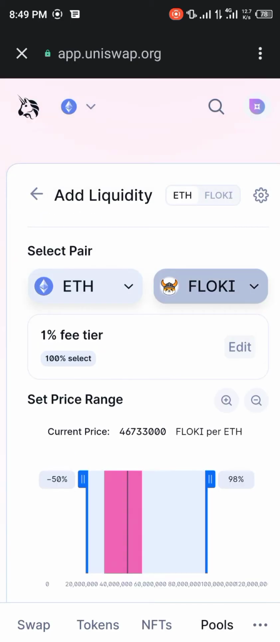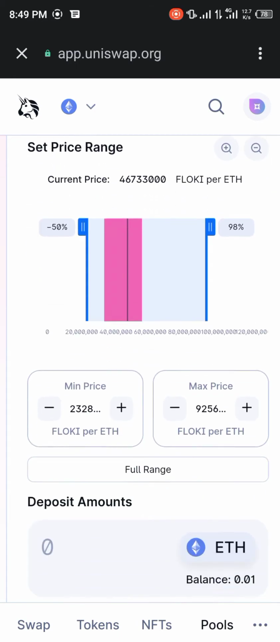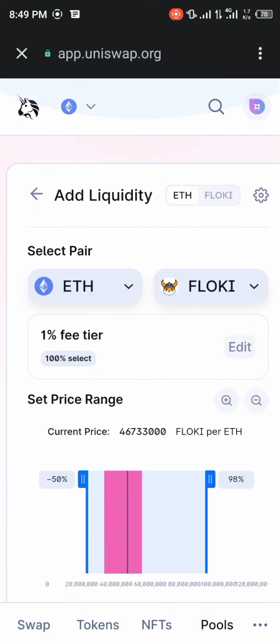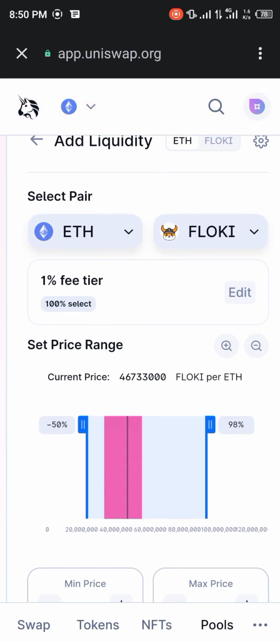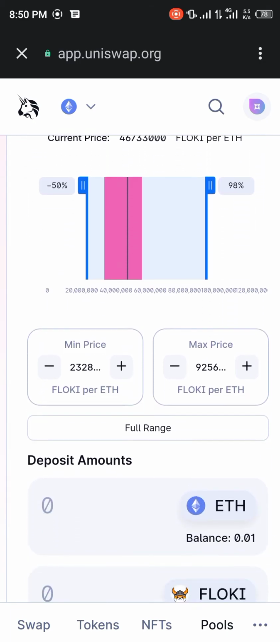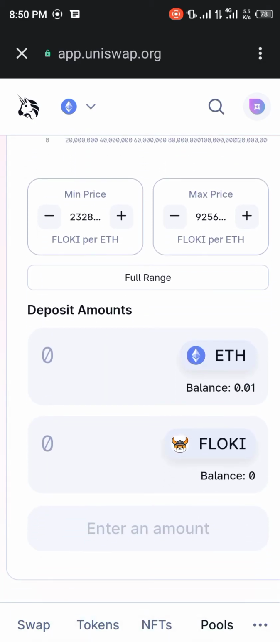As you can see here, you're given the chance to add liquidity to this pool. You can simply add liquidity here, which means you're going to be staking both your Ethereum and Floki in exchange for massive profits, depending on the market movement and the liquidity of the market at that point in time.